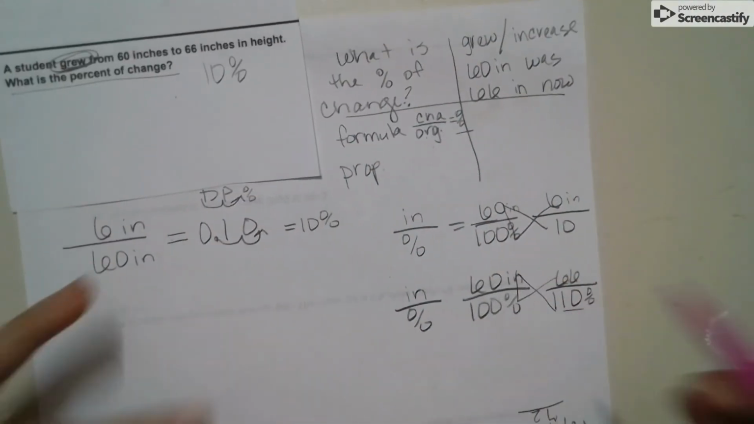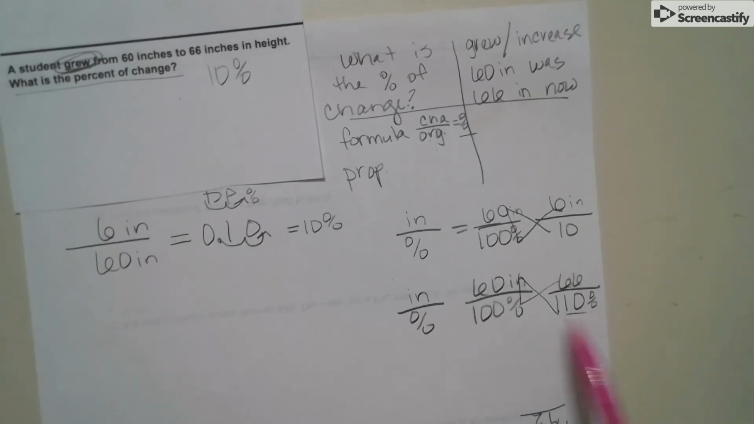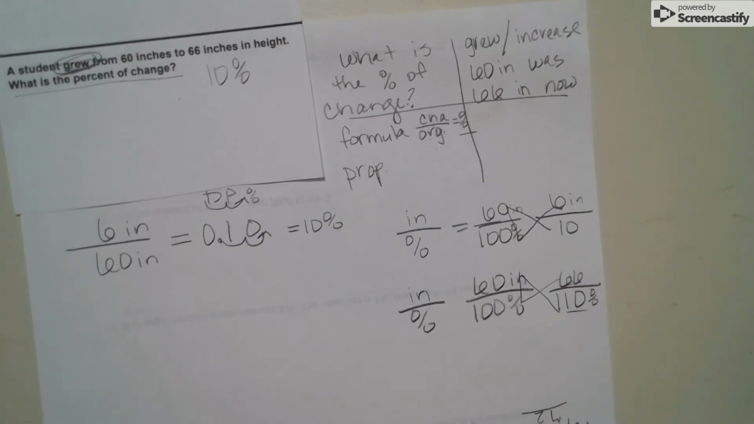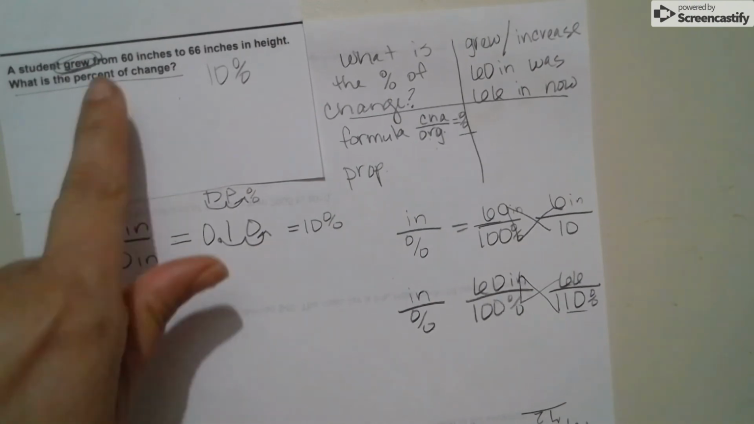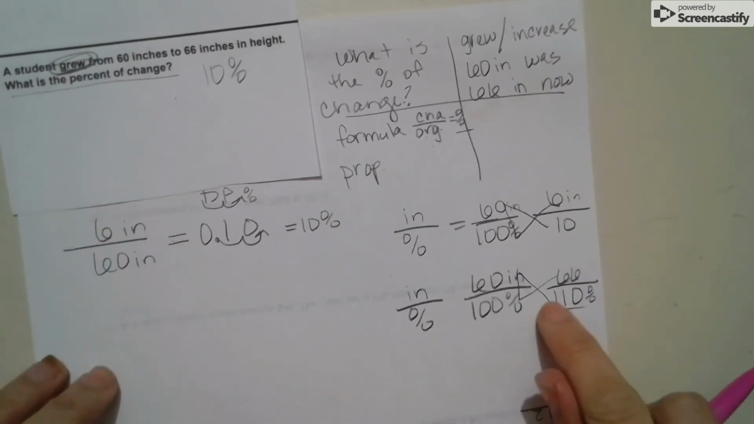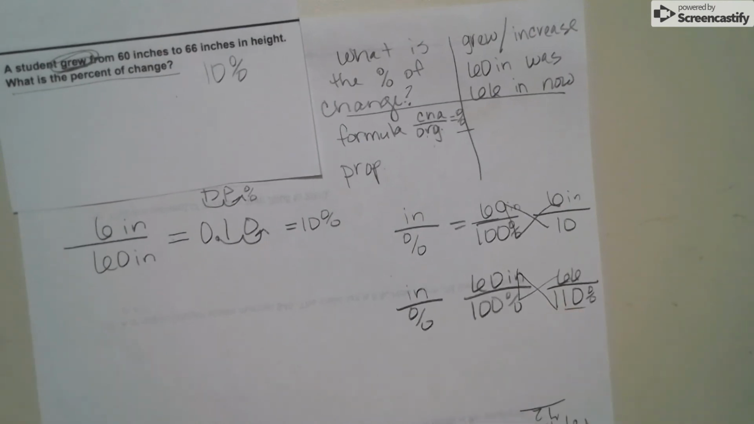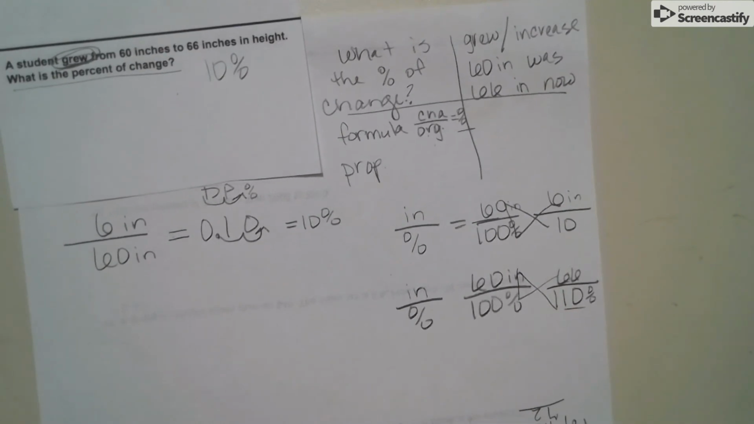Either way, it doesn't matter if you want to make it more than 100 and then subtract it, or you want to subtract it first and get just the 10. Either way will work. I liked leaving my numbers and then just realizing anything over 100 was the percent of change, or anything less than 100 was the percent of change whenever you're going to decrease. Okay.